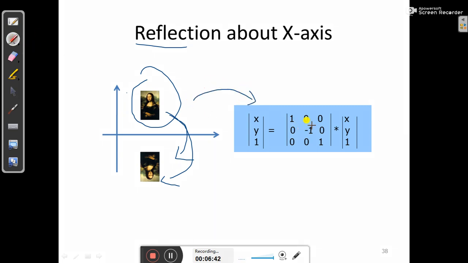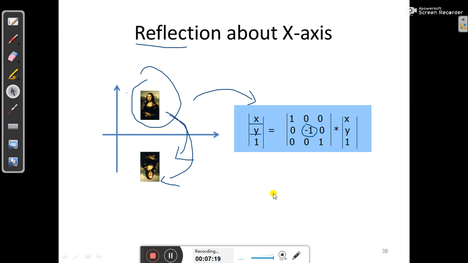You can see, if you do the reflection with respect to the x-axis, then only the value of y will be changed, and the factor is -1, which will be multiplied with the y coordinates. The value of x will remain the same, but the value of y will be changed to the opposite of the previous value by multiplying with -1.